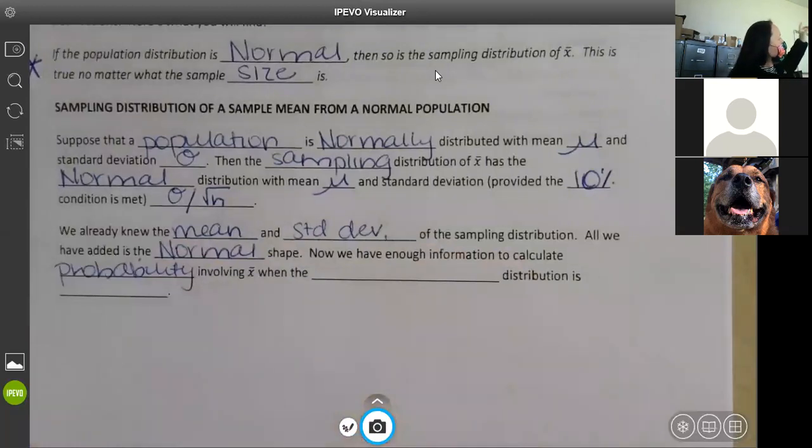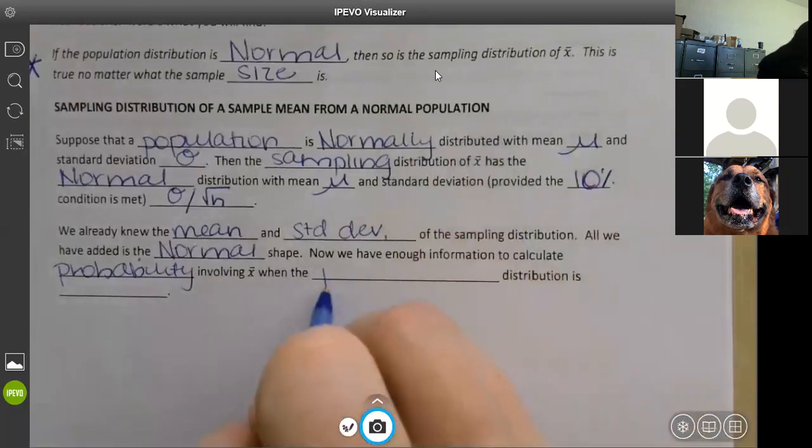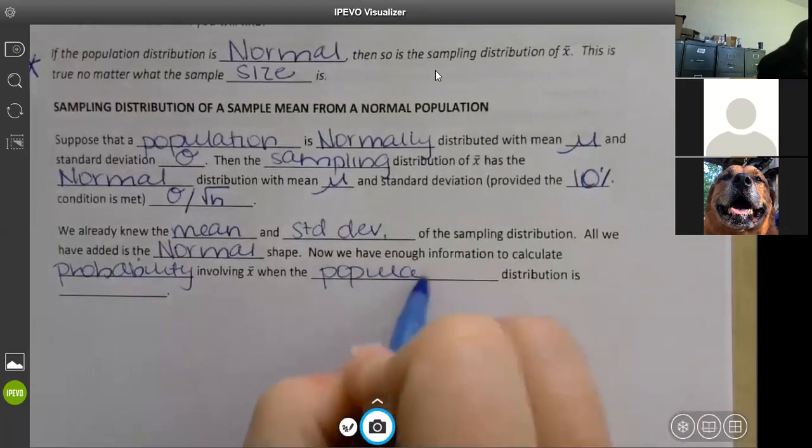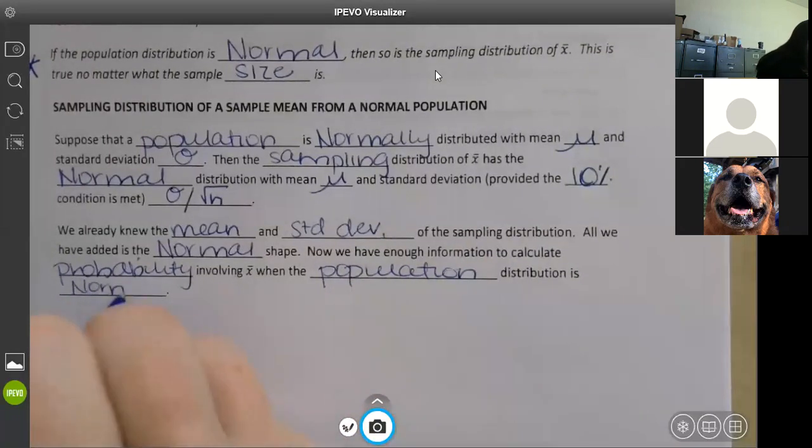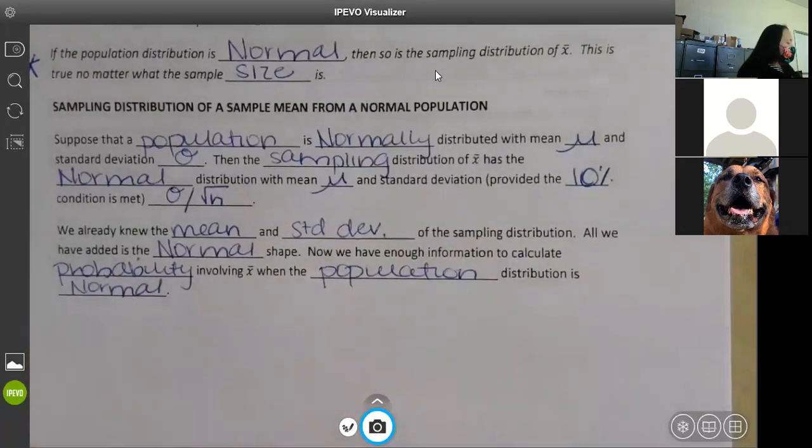So that's state, plan, do, conclude. All of this other stuff has been during the plan, the 10% rule, all that stuff, so that you can actually calculate. Okay, so that's what we're doing. Got it? All right. So now we have enough information to calculate the probability involving X bar when the population distribution is normal. So everything you've done comes right back again. Okay.